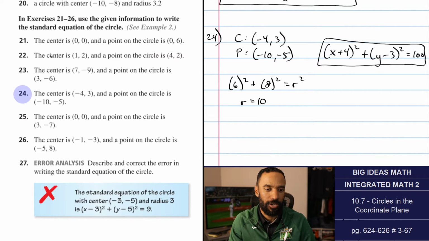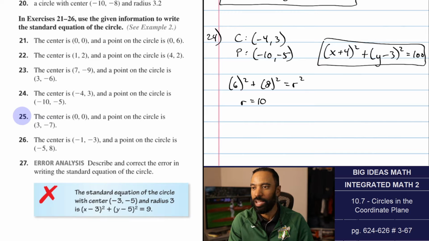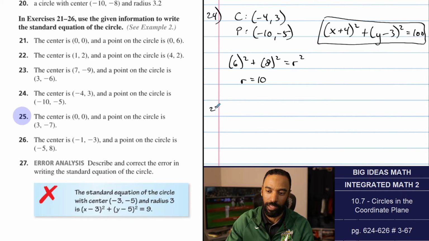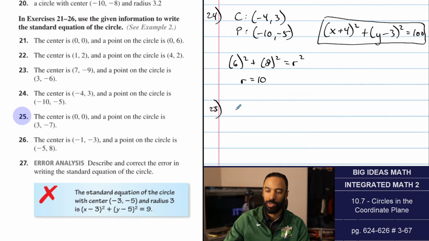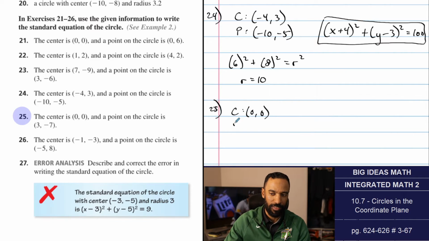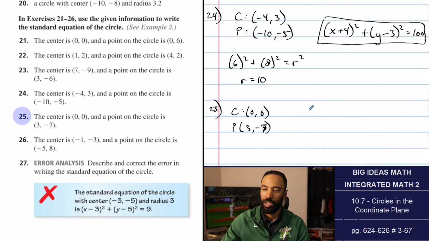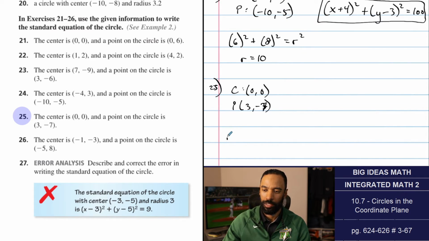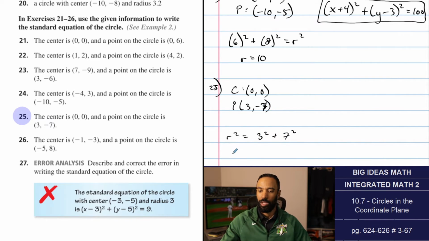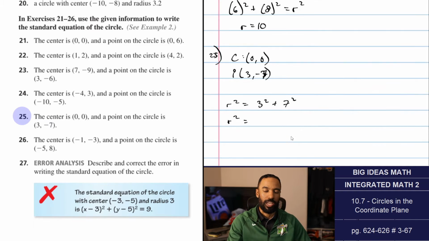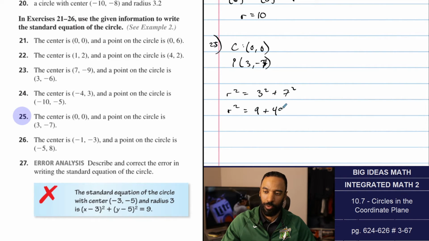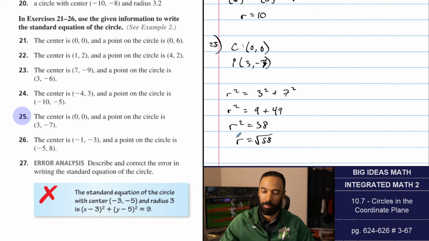Number 25, the center is at the origin. A point on the circle is 3, -7. This really doesn't need distance formula. It needs Pythagorean theorem still. But it doesn't really need distance formula in the sense that, what's the distance from 3 to 0? What's the distance from -7 to 0, right? So those are 3 and 7. So r squared is 3 squared plus 7 squared. This one is not a Pythagorean triple, so it needs a little more work. 9 plus 49, which is 58. So r is the square root of 58, which cannot be simplified. So we're going to leave it like that.